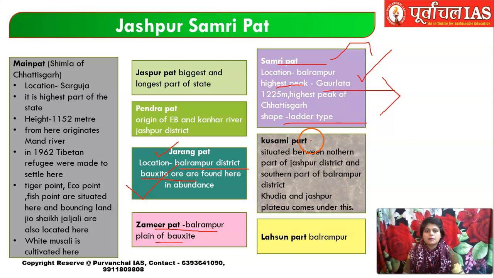Then there is Kusami part, and it is at times called Jashpur Kusami part also. Like I said, Jashpur Samri part, so this region at times is called Jashpur Kusami part also. Now this is situated between the northern part of Jashpur and Balrampur, and Khudia and Jashpur Plateau come under this particular part. So you can see Jashpur and Balrampur.